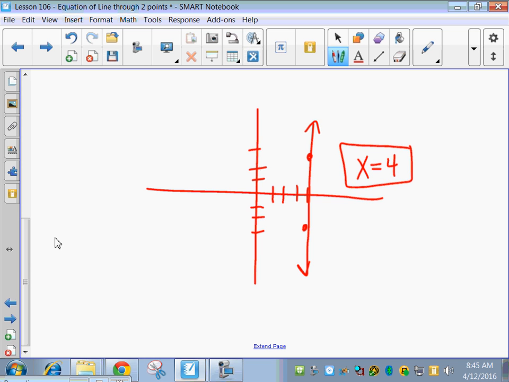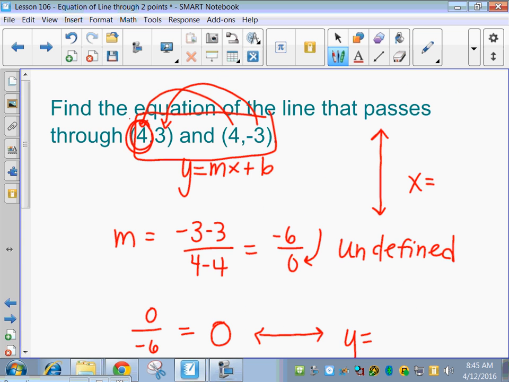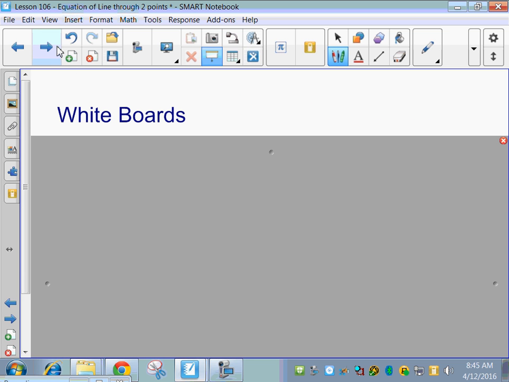x equals 4. I could have known that from the very start because what happened here is we had that same number, x equals 4. If you have a repeated number in the x spot, then it's going to be x equals 4. If you have a repeated number in the y spot, then it would be a y equals. You can always graph it to check it though, and if you get a 0 on your slope, you know it's one of the weird ones.